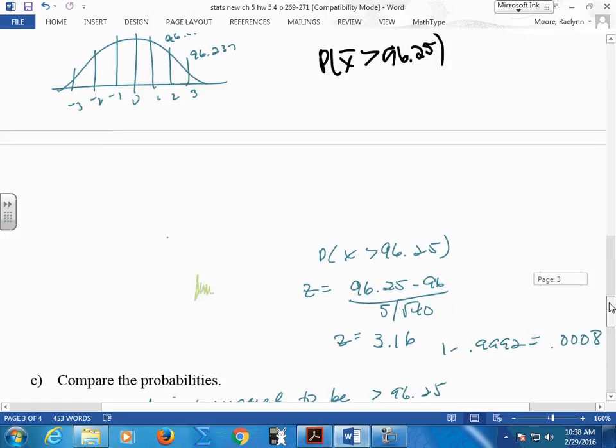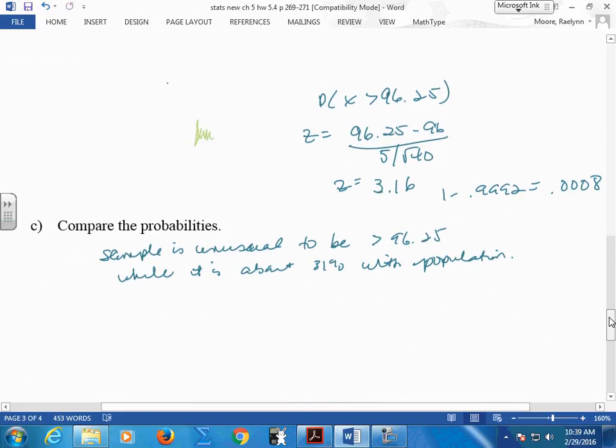Way down here. So we can see that my z-score is now very close to the end. So to the right, it's very small. So when you compare your probabilities, the sample is unusual. So the other one is about 31% of the population. You're going to go with the other. Be careful which side you're on, the right or the left.